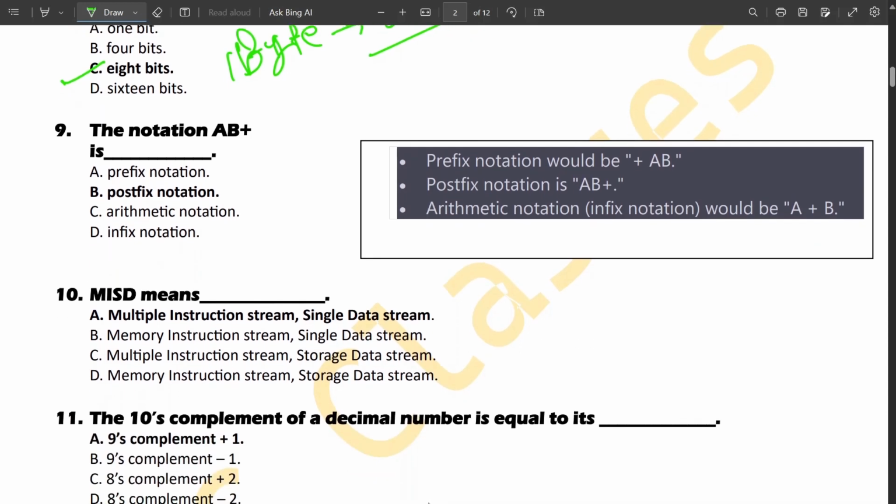Next, the notation AB positive. The operation is coming after the data A and B, so this will be postfix. Option number B is correct. In prefix, you get the operator before. In postfix, you get the operator in the last. And in infix, the operator will be in the middle of the operands.